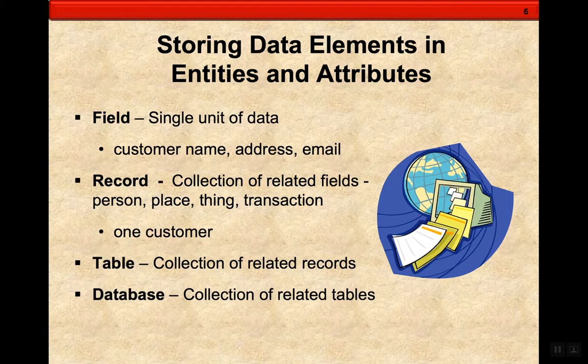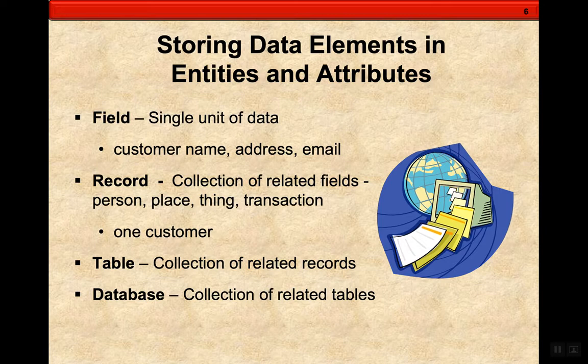So the structure of a database: there are certain things Codd defined that make up this relational model. There are four core components of how data is structured in a relational database. The first is what we call a field, which is a single unit of data, any individual attribute, for example customer name, address, email or phone number. Those are individual types of data, which we refer to as a field.